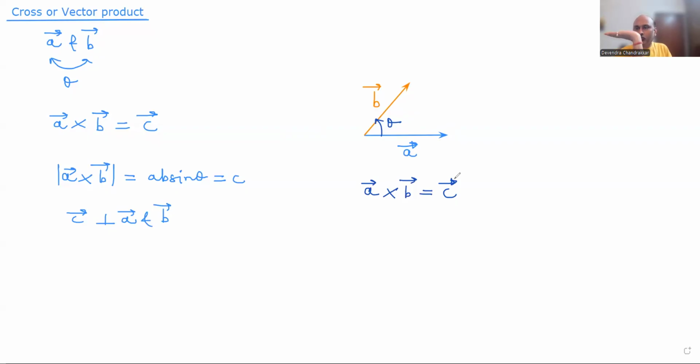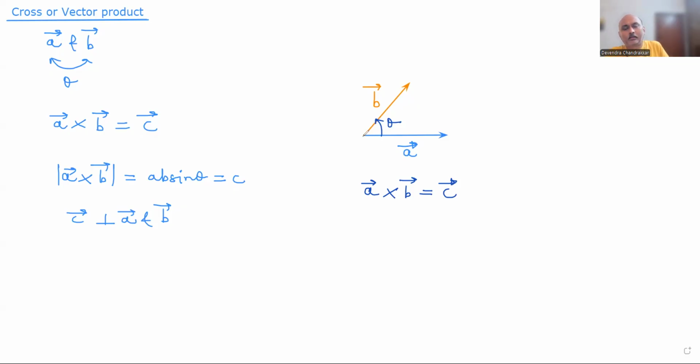Now, when you do A cross B, all of you do this, repeat what we have done yesterday. A cross B: stretch your right hand palm fingers in the direction of vector A, curl your fingers towards B. In this case, it is anti-clockwise sense. Stick your thumb out, so the thumb is coming out of the plane.